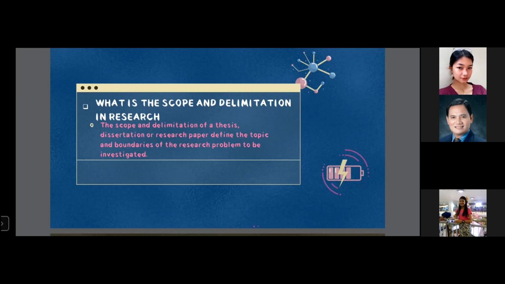While the delimitations of the study are the factors and variables that are not included in the investigation. In other words, they are the boundaries the researcher sets in terms of the study duration, for example, the population size and type of participants.